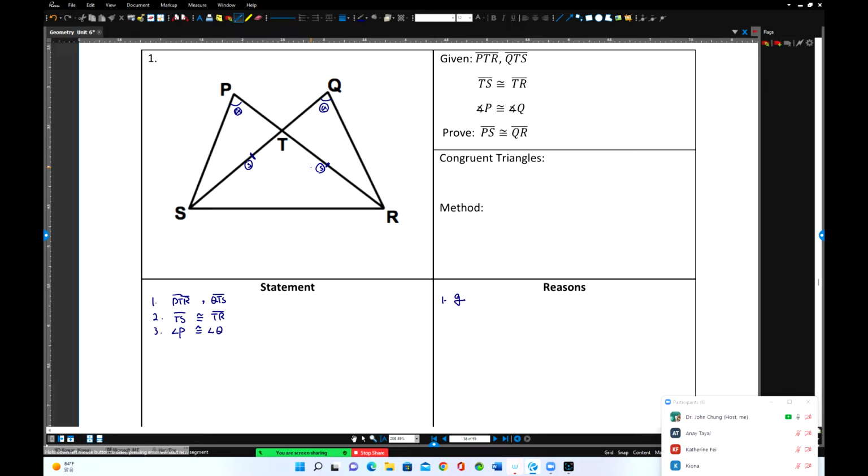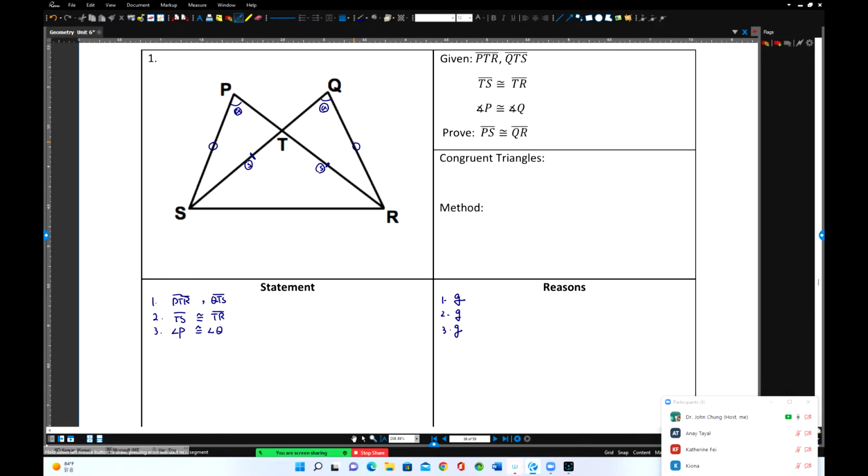So using these three givens, we're going to prove PS, this side, circled, congruent to QR. So how can you prove these two sides congruent?